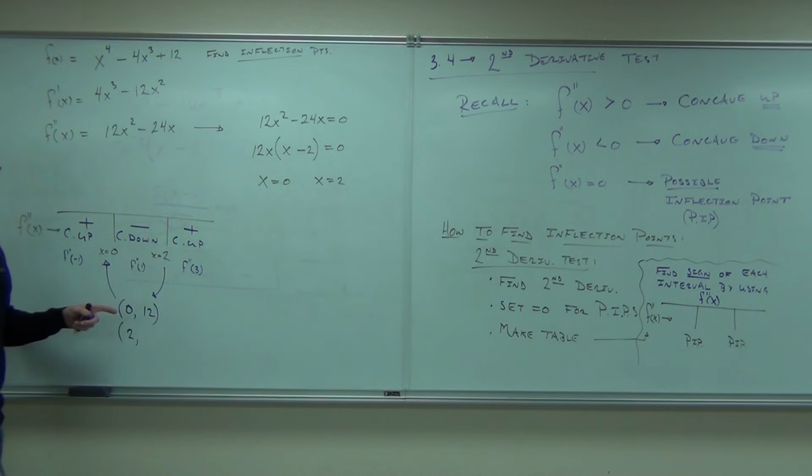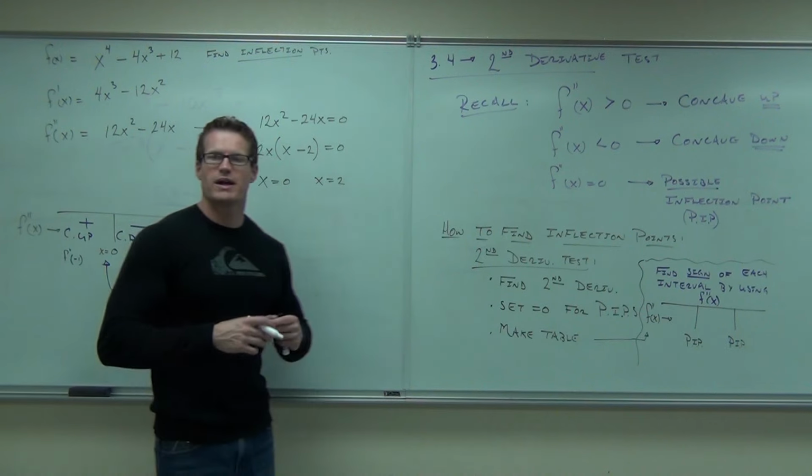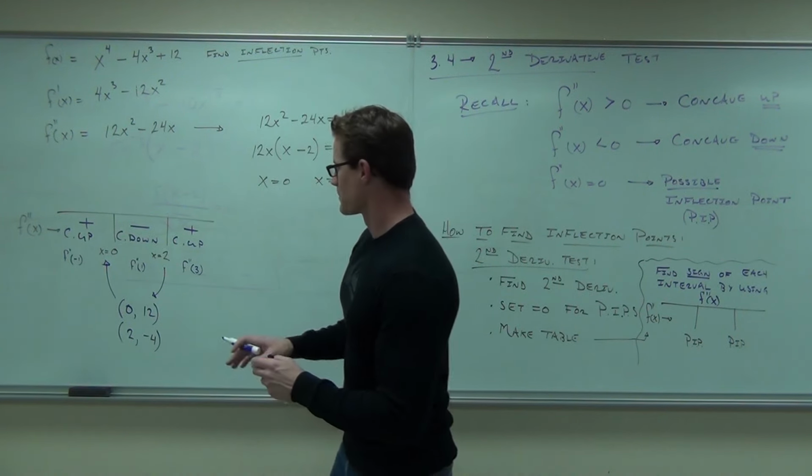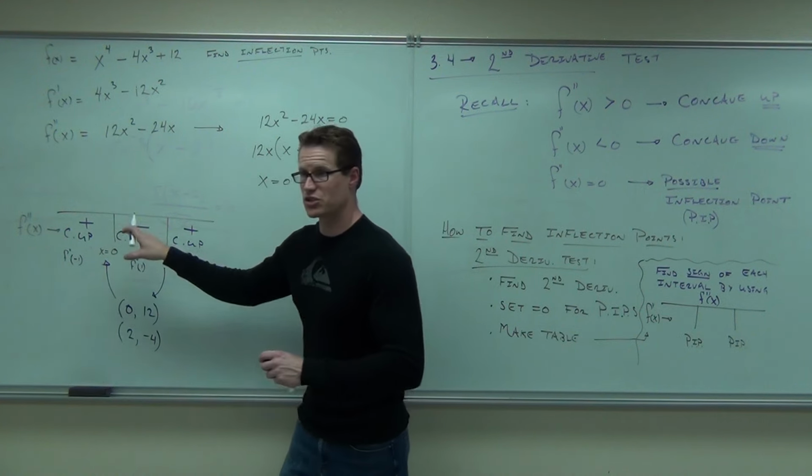Did you get 0, 12? 16. -4? Cool. Those are my 2 inflection points. They came from 0 and 2. Those are the points. We knew they were inflection points because the concavity changes there.